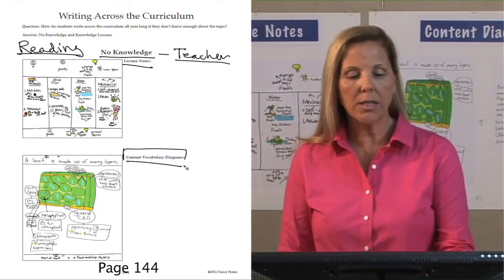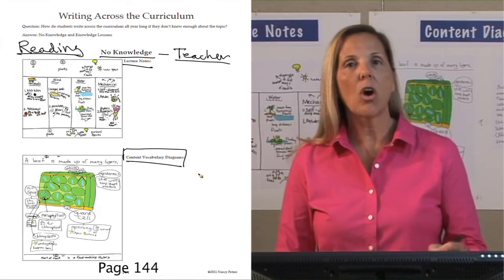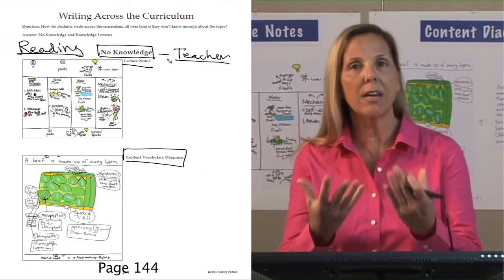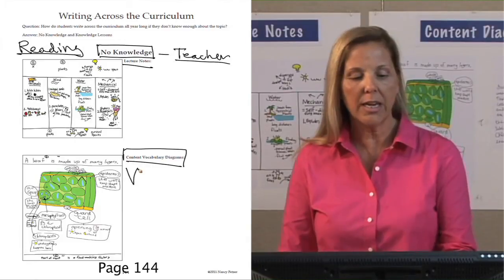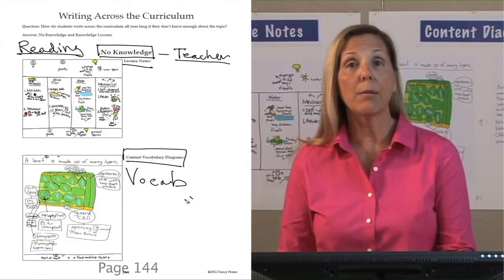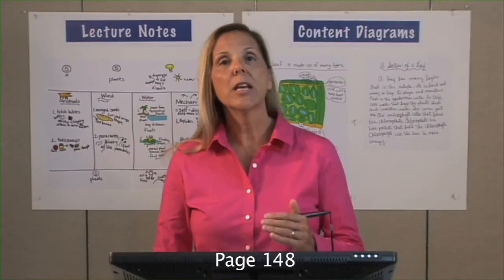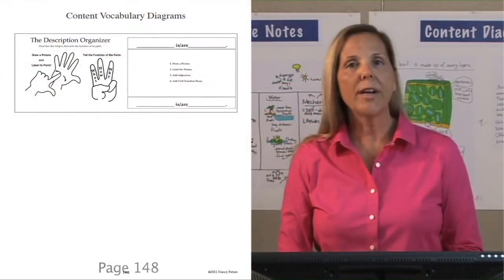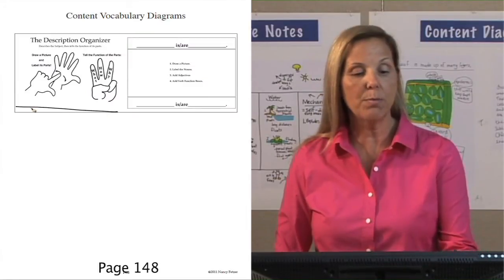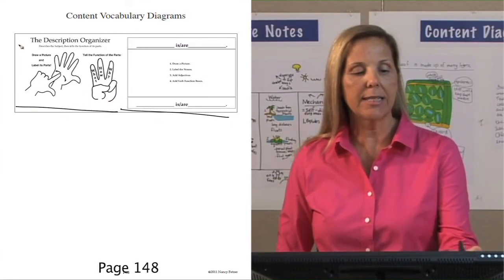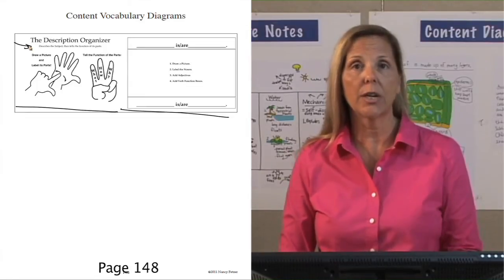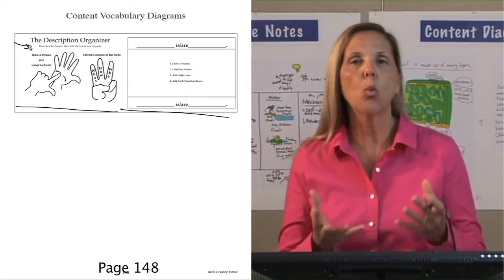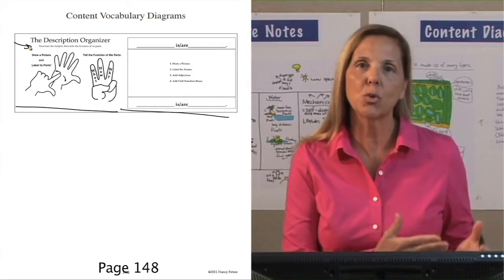We're looking at the content vocabulary diagrams as our lesson today for when children do not have the knowledge and we need to give them knowledge. And this is specifically so that they can focus on vocabulary. Let's turn to page 148 so I can walk you through the steps of a content vocabulary diagram. On page 148, you see the descriptive organizer, hand signs, and definition for that organizer. That's because content vocabulary diagrams will end up becoming descriptive writing.